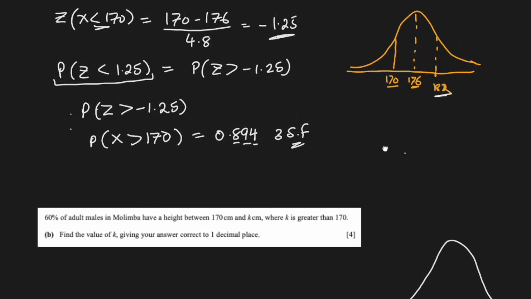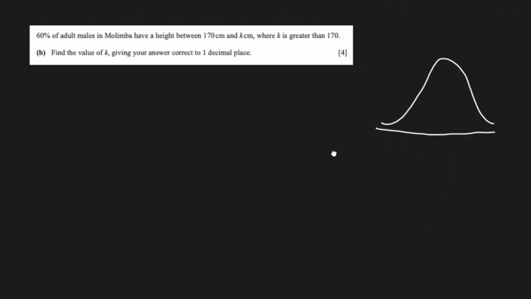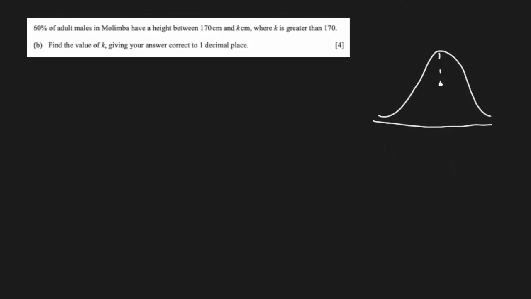So what was the mean? Mean was 176. Okay. So 176 is the mean, 170 is here, and k is greater than 170. Okay. So suppose k is here above 170. I'm just assuming. Okay, k. And the area between these two is 60%. 0.6 is the probability in this area.